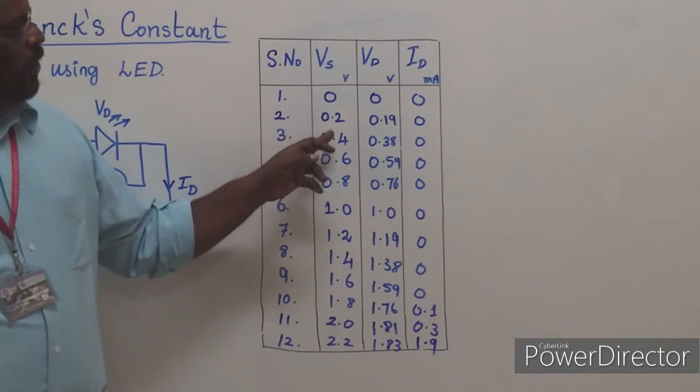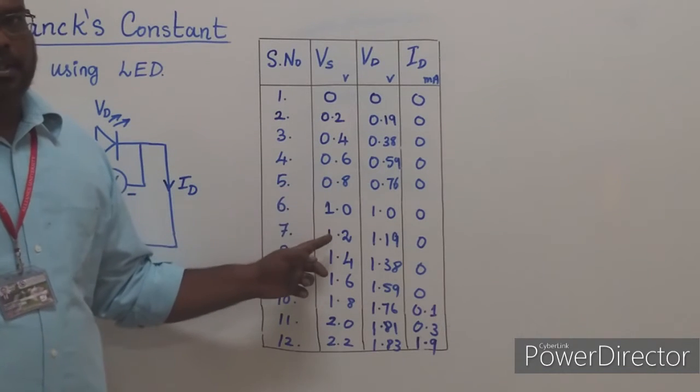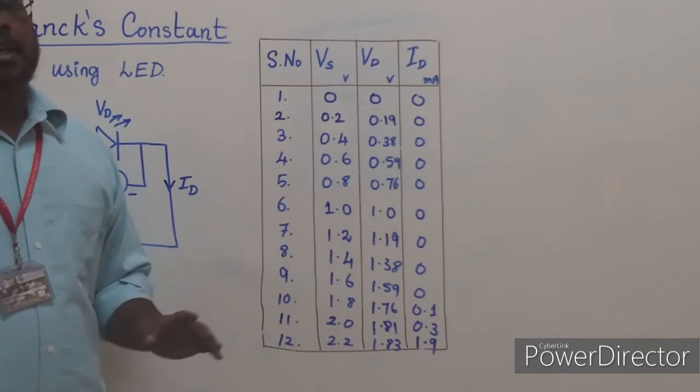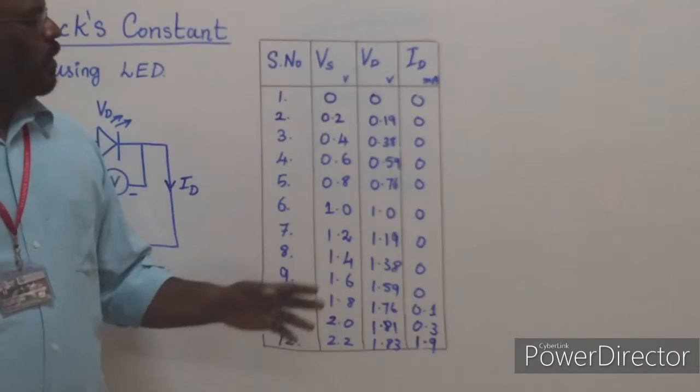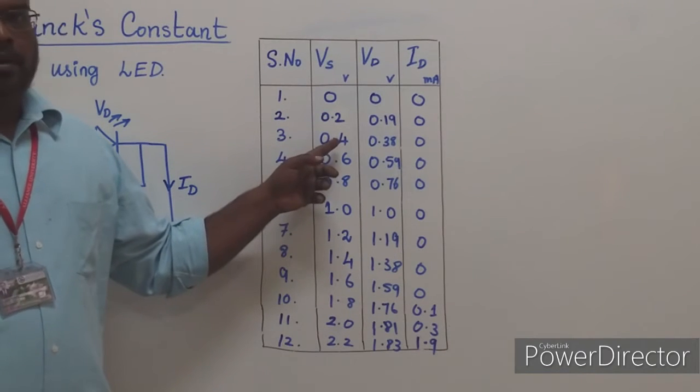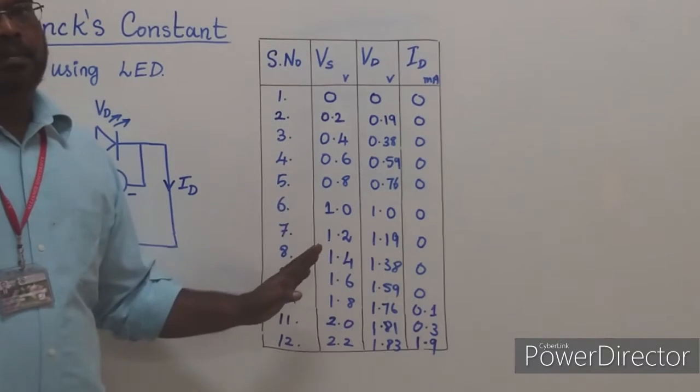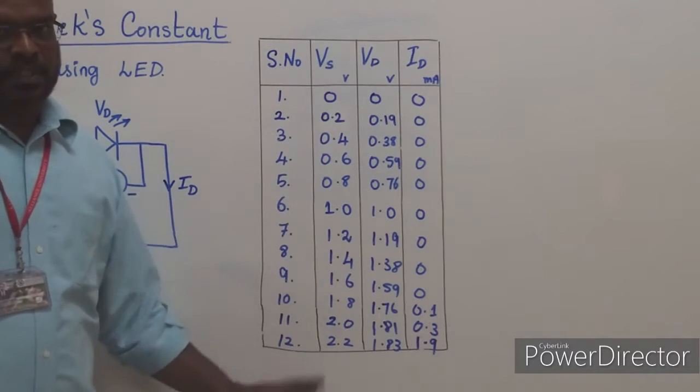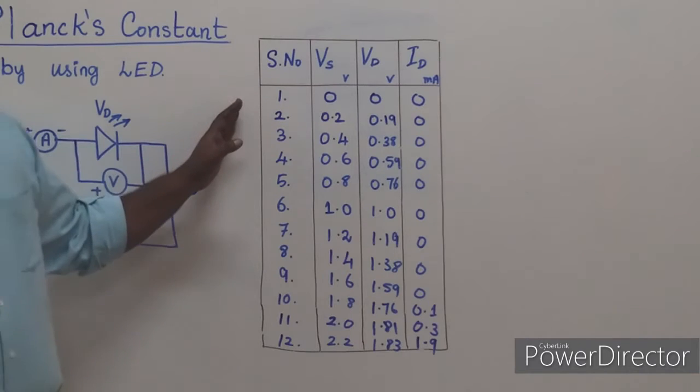So I have taken 0.2, 0.4, 0.6, 0.8 like that, the input voltage. For any LED, if it is 3 volts, you can take 0.5, 1, 1.5 like that. Depending upon the LED, you have to choose the range. So this is the sample reading.